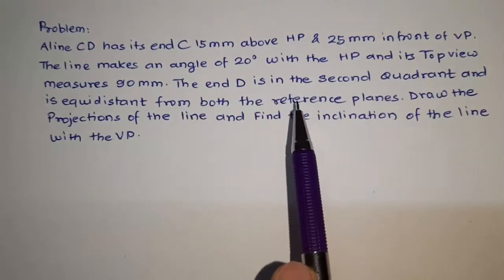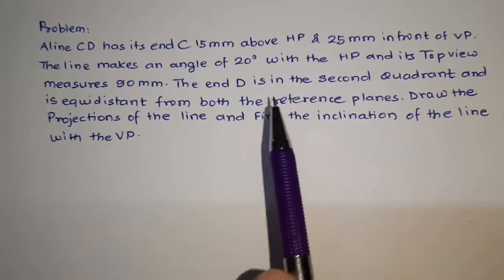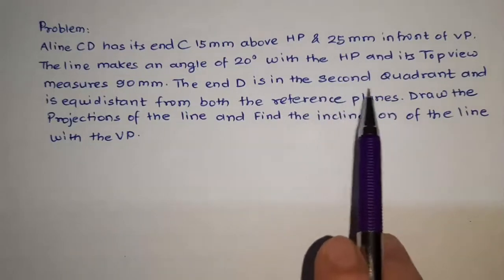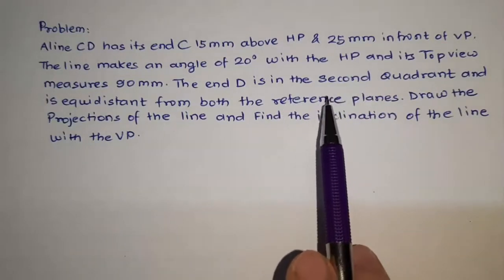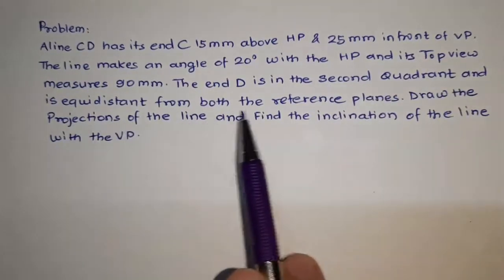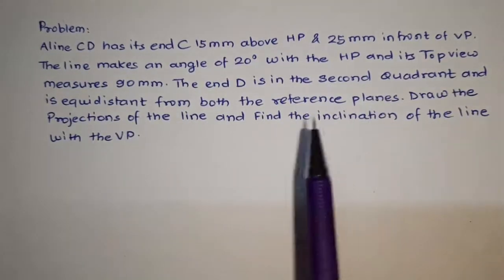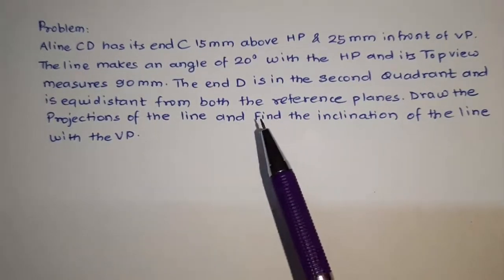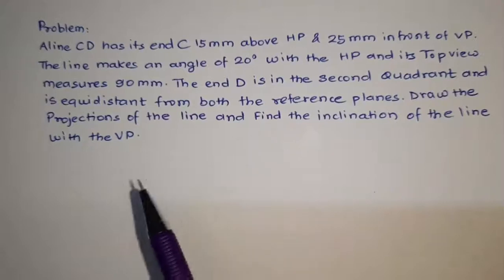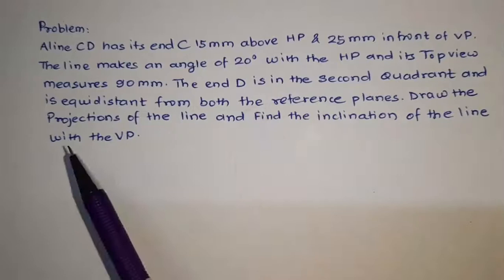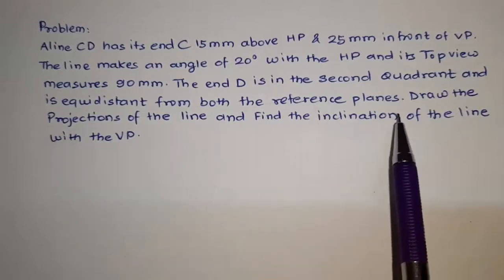So what is the speciality of the second quadrant? In the second quadrant, both front view and top view are above the XY line. That means above the regular reference line that we draw, and it is equidistant from both the reference planes. That means their height above HP, the locus of D dash and D, will be on the same line.